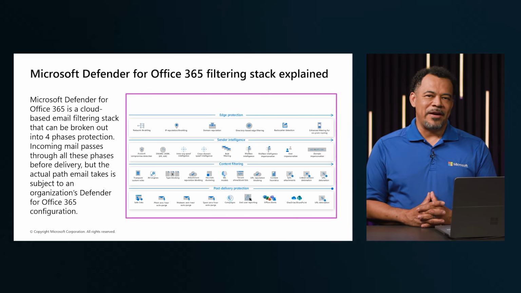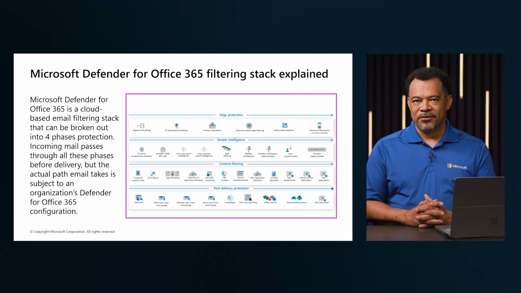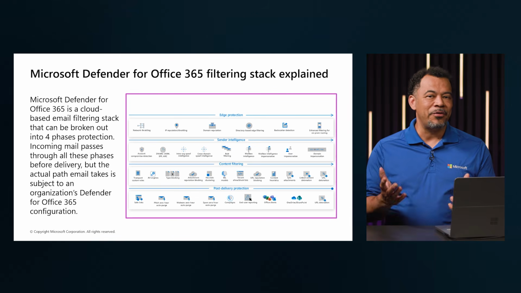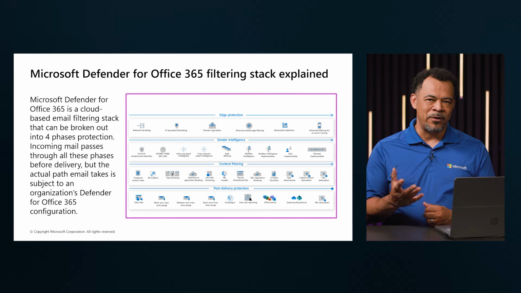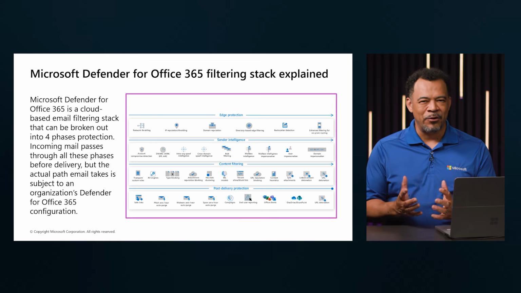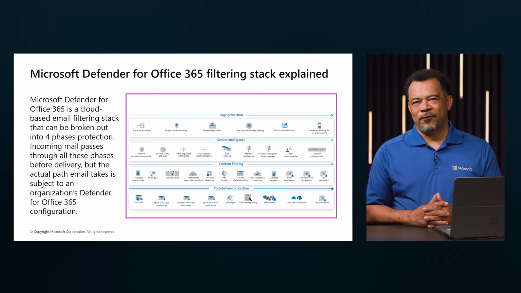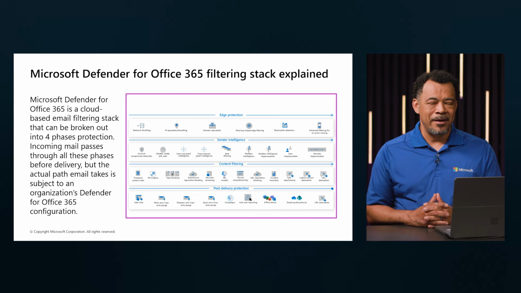The Microsoft Defender for Office 365 protection or filtering stack can be broken into 4 phases. Generally speaking, incoming mail passes through all of these phases before delivery, but the actual path email takes is subject to an organization's Defender for Office 365 configuration.